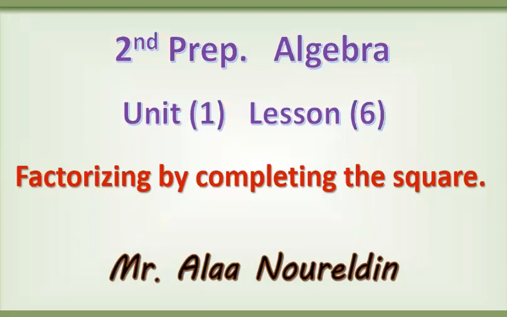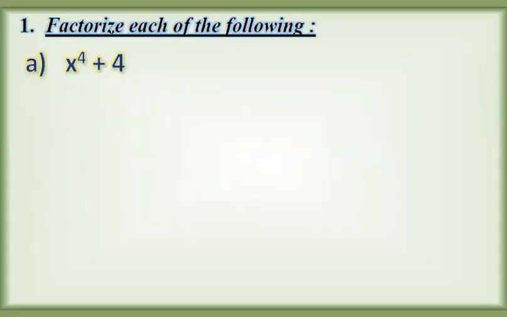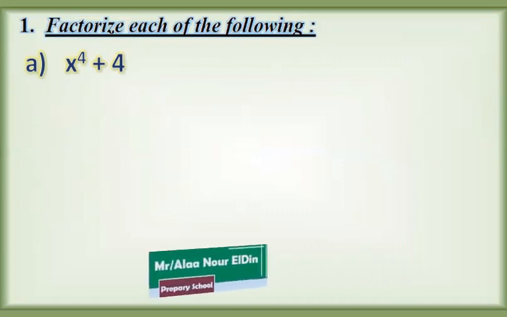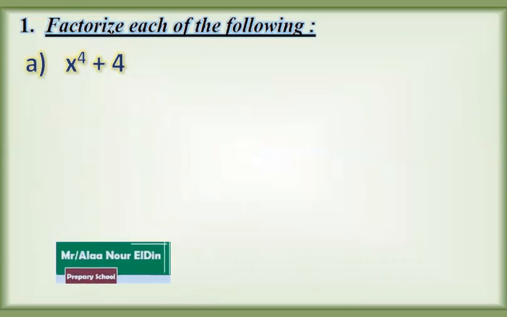In this lesson, we will study how to factorize by completing the square. Example number 1, factorize each of the following. Here we have x power 4 plus 4. To factorize by completing the square, we find the middle term to make this expression a perfect square.